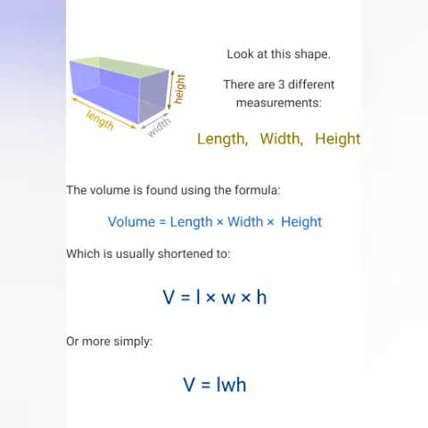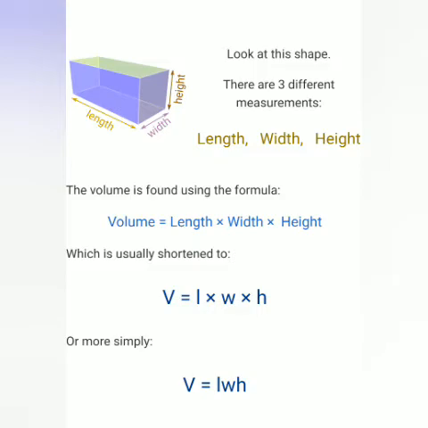Now look at this shape. There are three different measurements: length, width and height. So when we go for finding volume, we need to first identify the length, width and height of the cuboid. More simply, we write it as L into W into H. In some books, it is written as L into B into H.